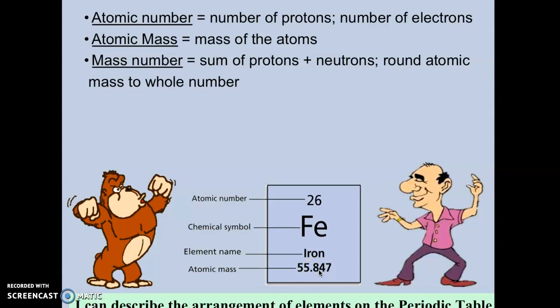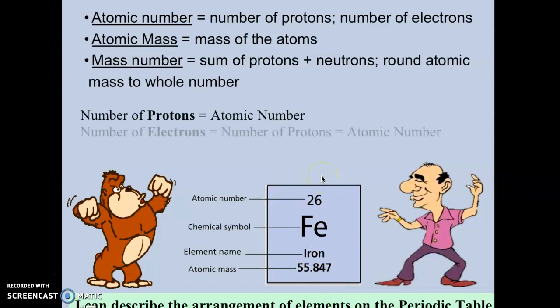Well, let's circle back to all the information that you can find on the periodic table. So if you want to find the protons, then you look at the atomic number. If you want to find the number of electrons, you look at the number of protons, or just look at the atomic number, because they're all three equal. It's not a trick, I promise.